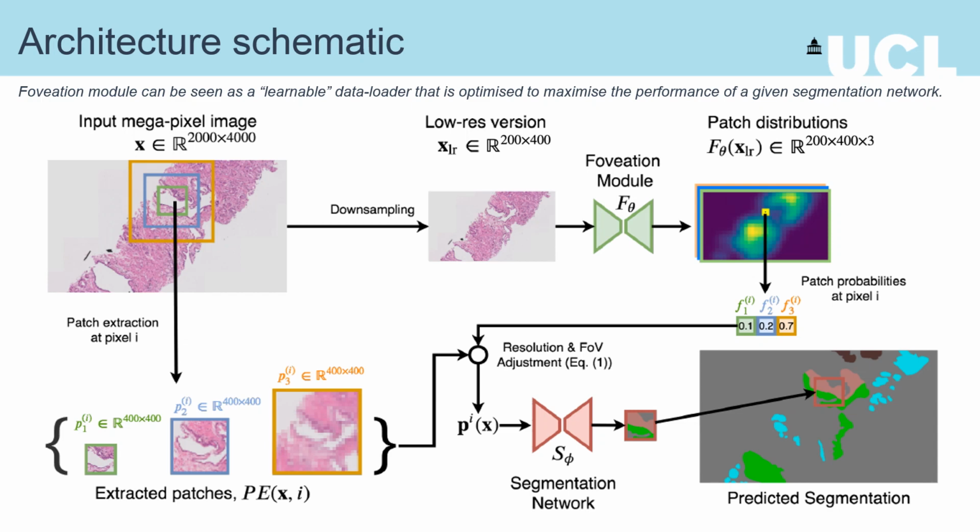The Foveation module then takes the low resolution image XLR as input and generates the probability distribution of selecting each of the 3 patch configurations at each spatial location. That is to say, the output of the Foveation module at each location is a 3-dimensional probability vector over the extracted patches. We then use this patch probability to weight average the extracted patches into one single patch as the input of the segmentation network. The Foveation and segmentation networks are then jointly trained with the downstream segmentation loss.